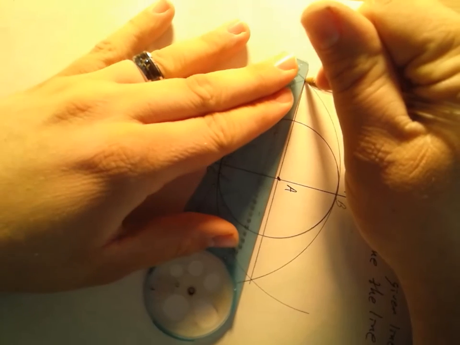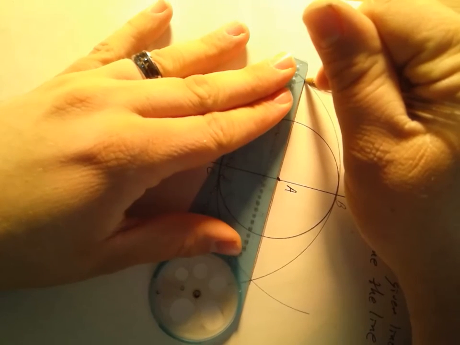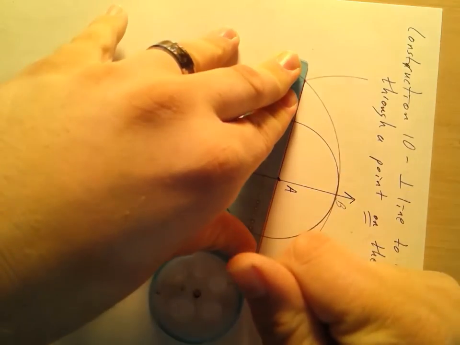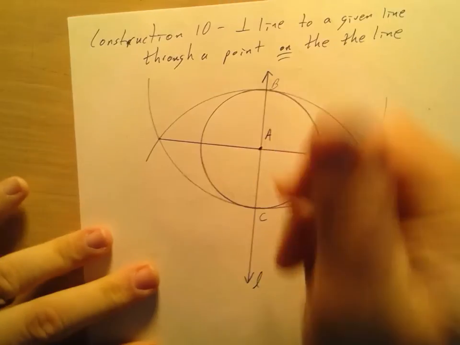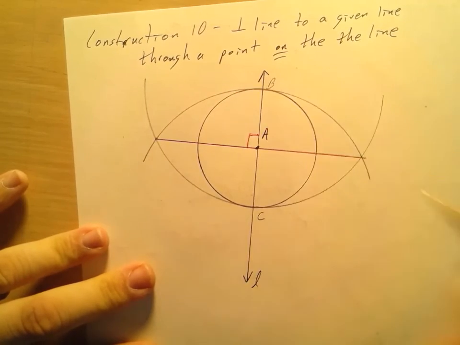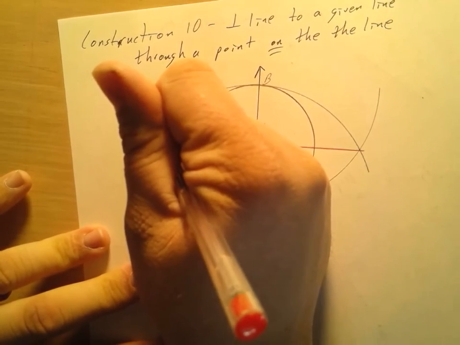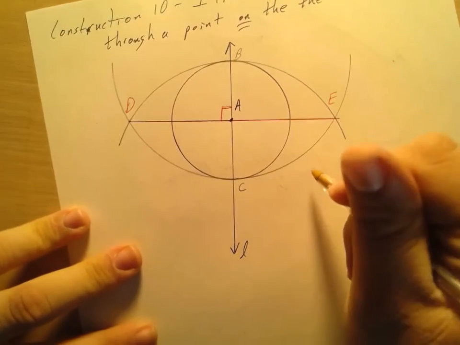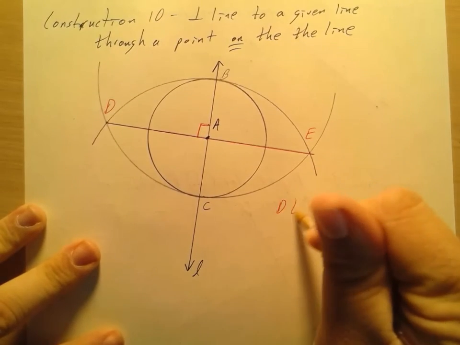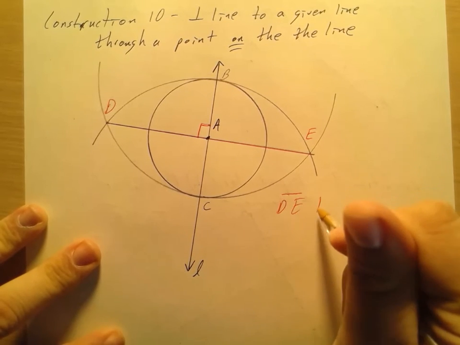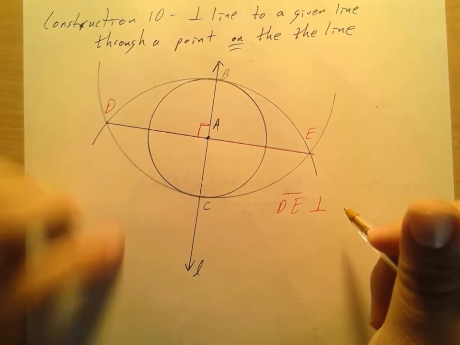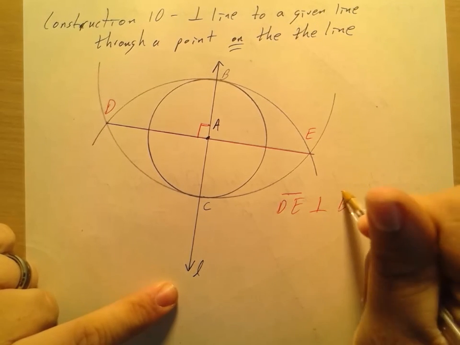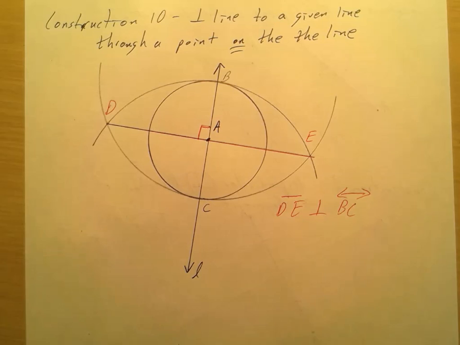Or a line, segment. It doesn't matter which one it is, right? And that is perpendicular. So this right here is D and E, and we can say that segment DE is perpendicular to line L, which would be line BC.